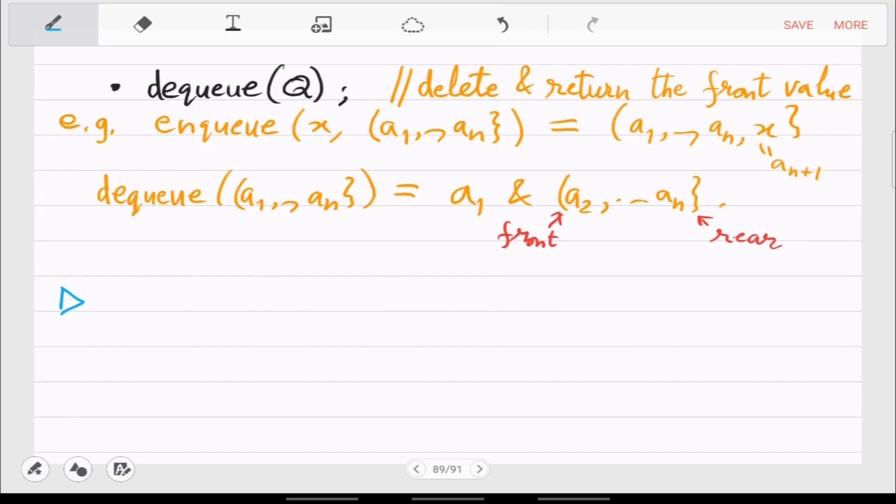Just to check whether you were sleeping. What is the complexity of accessing AI? O of what? It's I, right? Because A1 is at the front. So if you want to access AI, then the only way is that you have to keep dequeuing, then you will reach after I steps.